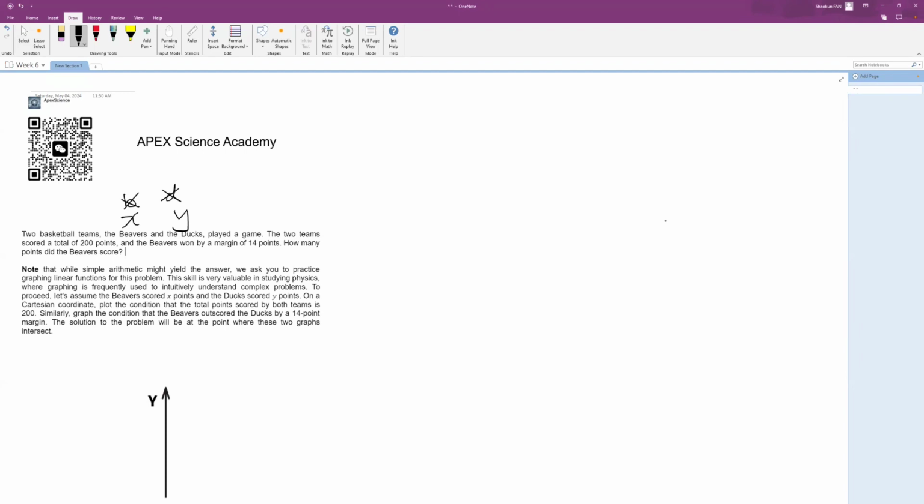So we know that the two teams scored a total of 200 points, so X plus Y should be equal to 200. We also know that the Beavers won the game by 14 points. That means the Beavers have 14 points more than the Ducks. So that's why X minus Y should be equal to 14. Now the question is asking how many points the Beavers scored. Basically, we want to solve the equations to find the value of X.